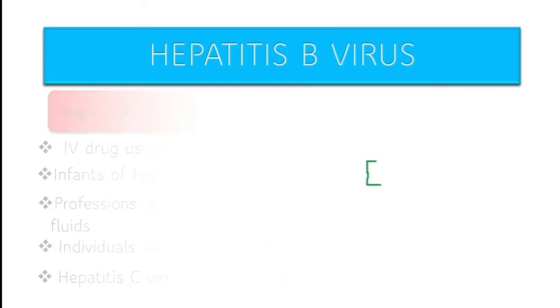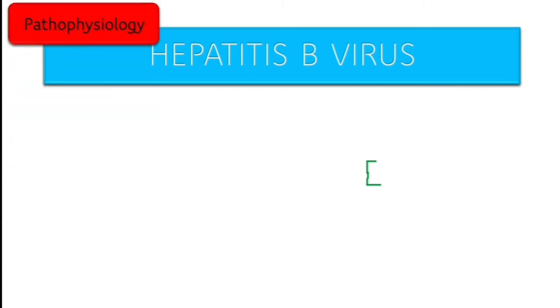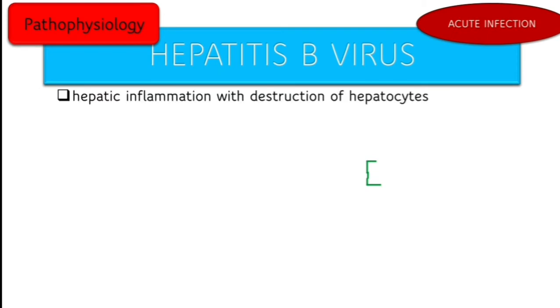All right, so what happens is, in hepatitis, we have acute infection and chronic infection. Acute infection is when the infection resolves within 6 months, and chronic is when it persists for more than 6 months, right? So, this is the pathophysiology. Let's begin with acute infection. In this case, there will be hepatic inflammation with destruction of hepatocytes, right?